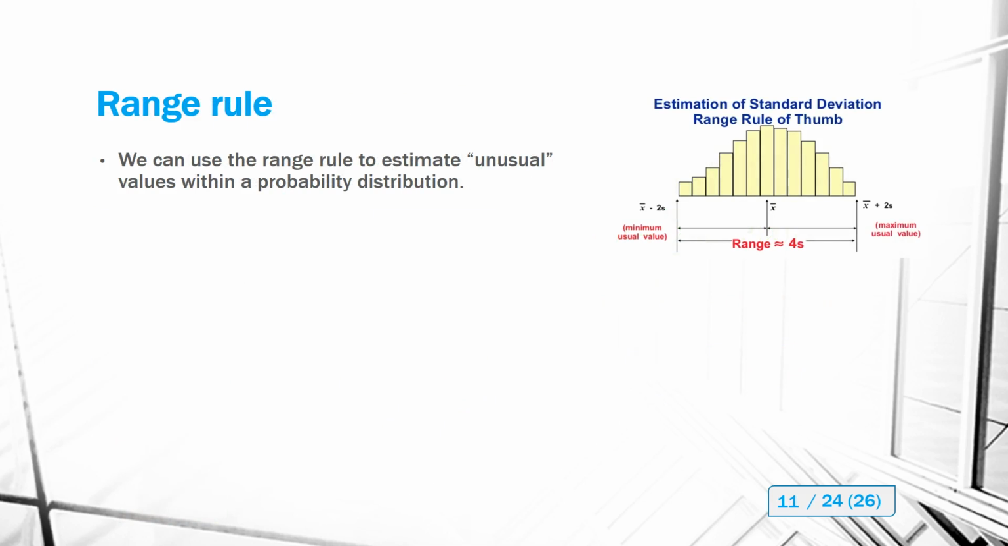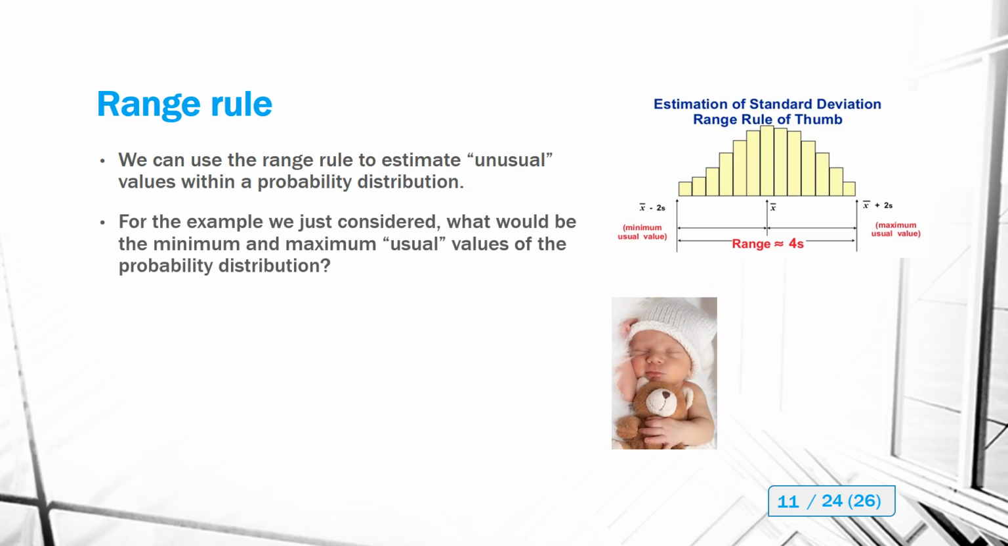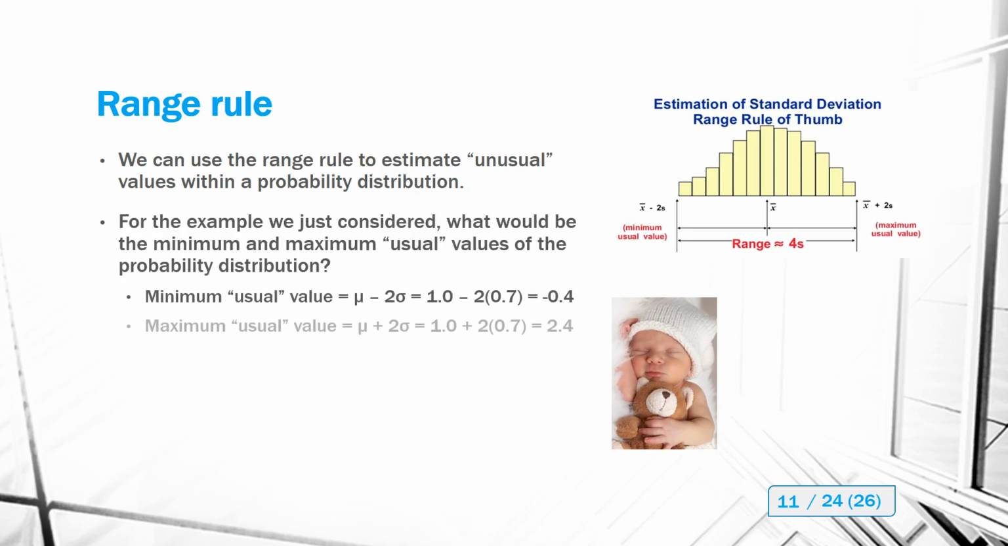Do you remember the range rule? Well, the range rule is going to come back to play here in probability distributions because we're wanting to know what values are unusual or usual, likely or unlikely. So for the example we just considered, what would be the minimum and maximum usual values of that probability distribution? Well, we're going to calculate the same way we did before. We're going to take 2 standard deviations away from the mean to get the minimum value, and then we're going to take 2 standard deviations above the mean in order to get the maximum usual value.